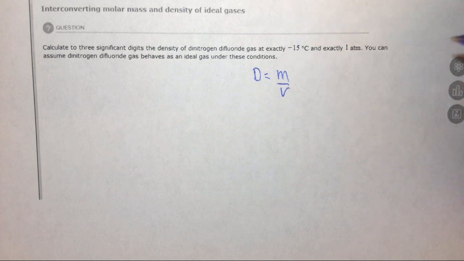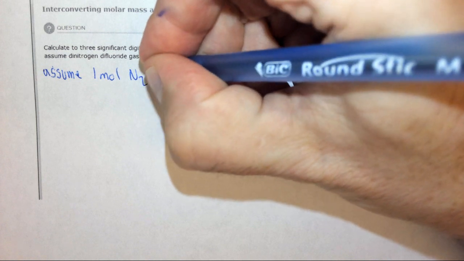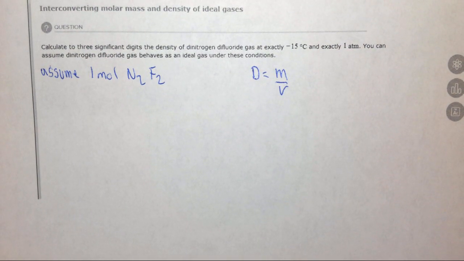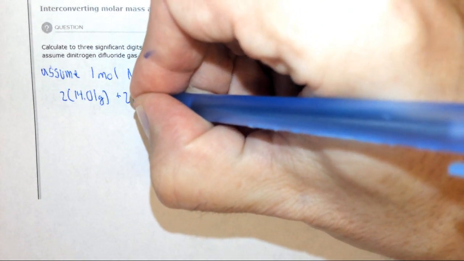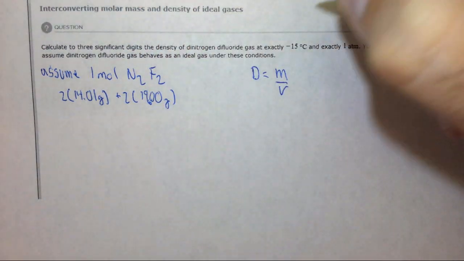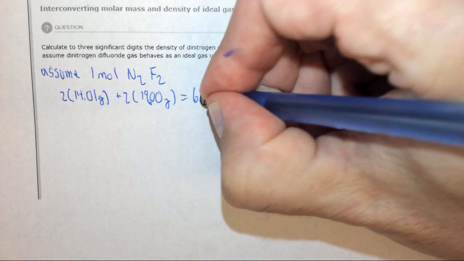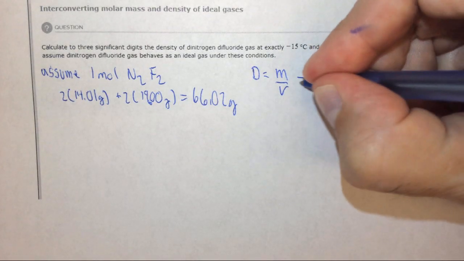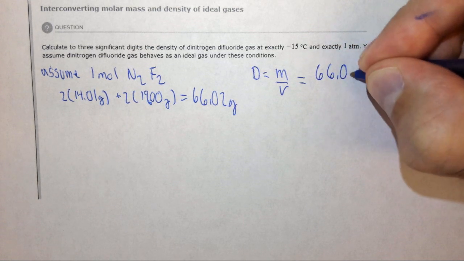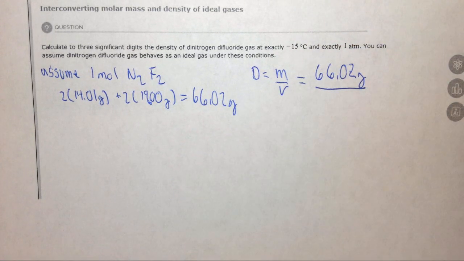So the first thing we have to do is make an assumption. Let's assume that we have 1 mole of dinitrogen difluoride, N2F2. And to find its mass, we just find its molar mass, because 1 mole is going to be equal to the molar mass. So it's 2 times 14.01 grams plus 2 times 19.00 grams, just from the periodic table, which equals 66.02 grams. So that's the mass. We can plug that in: 66.02 grams divided by the volume in liters.